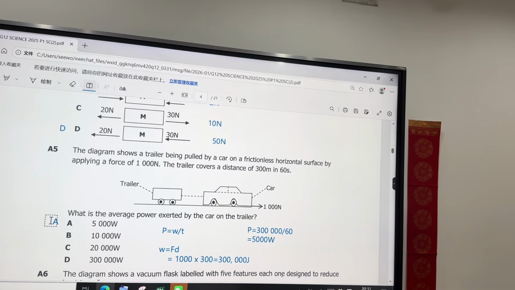So there you have it. That is how you'd have answered question 1 to 5 in this paper. Okay. Bye-bye.